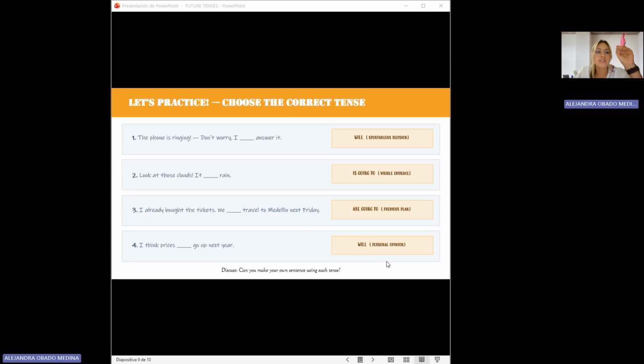Okay. And now the challenge at the bottom. Make your own sentence in your notebook. Okay, try it. Write in your notebook and share with me.